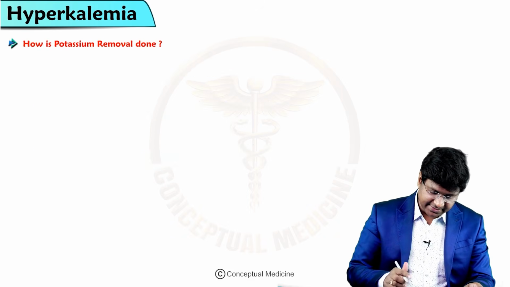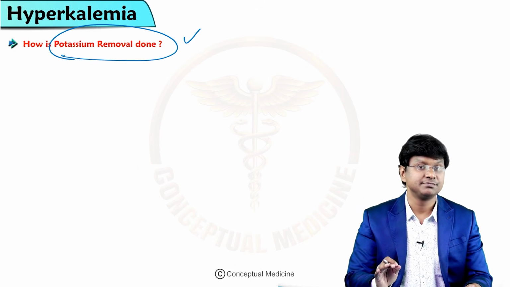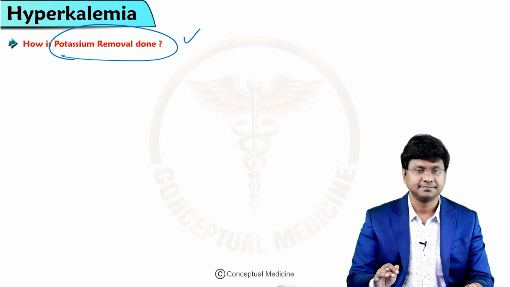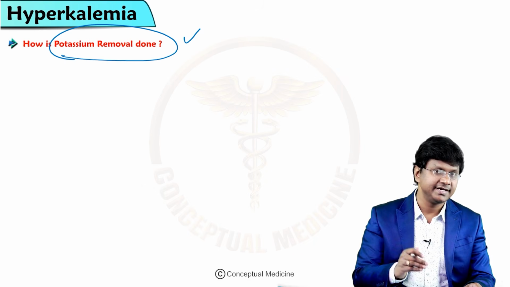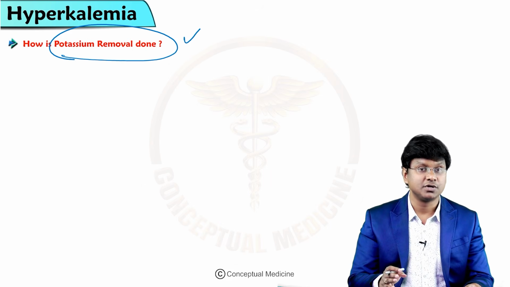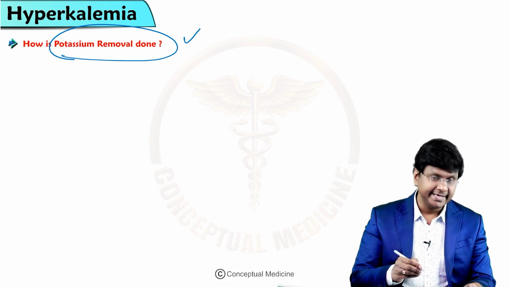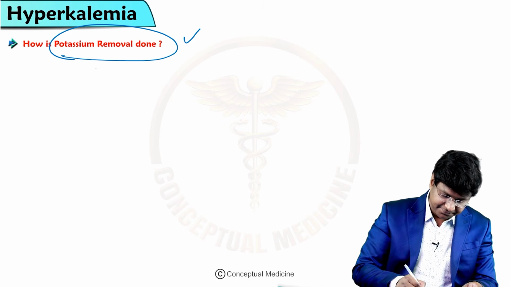Next, how is potassium removal done? Whatever we have discussed so far are the drugs which cause intracellular shift, that is your beta-2 agonist and then the insulin dextrose solution. And what are the drugs which will cause potassium removal? The excess potassium can be removed via the bowel.